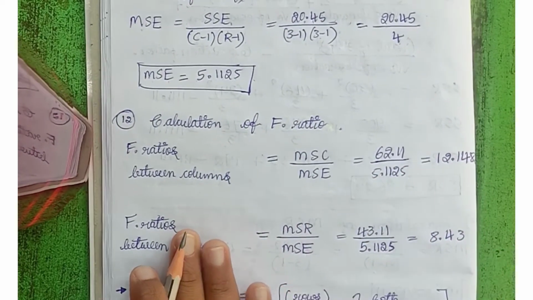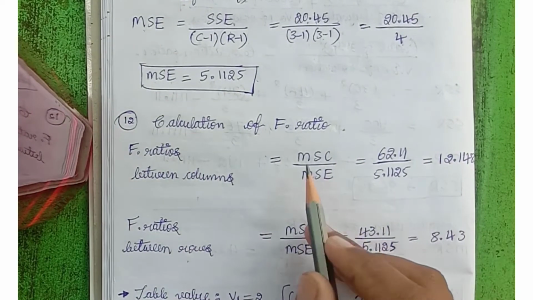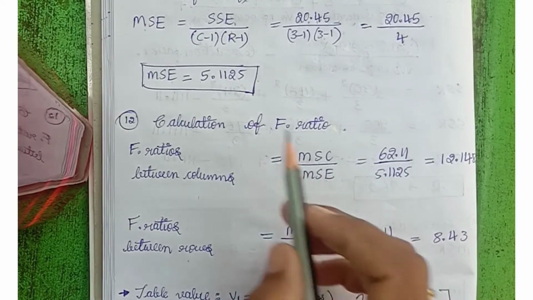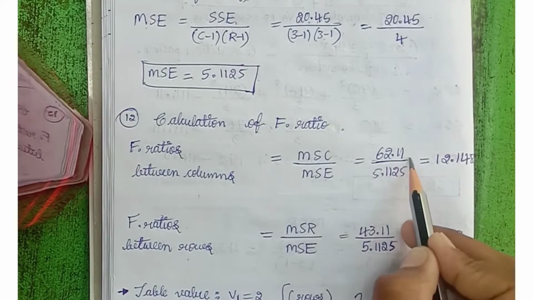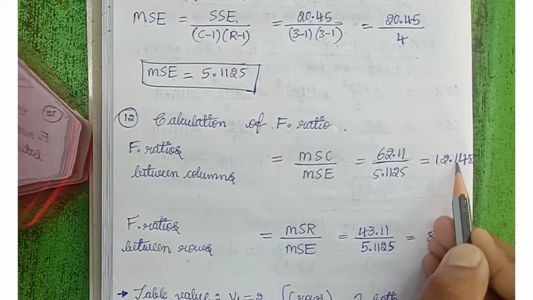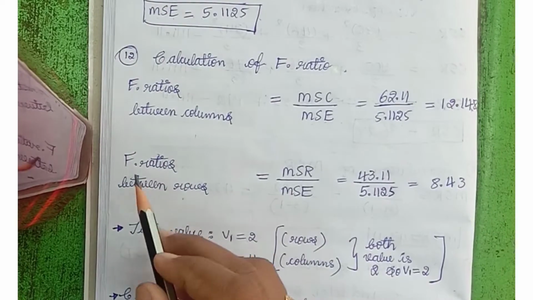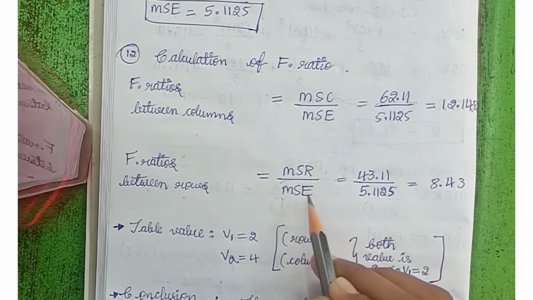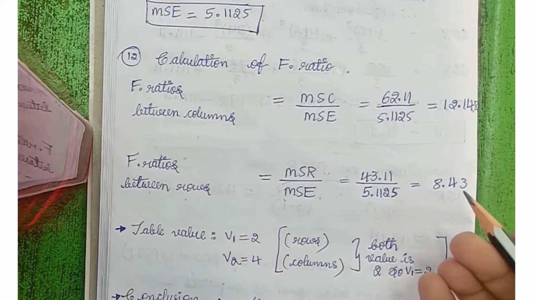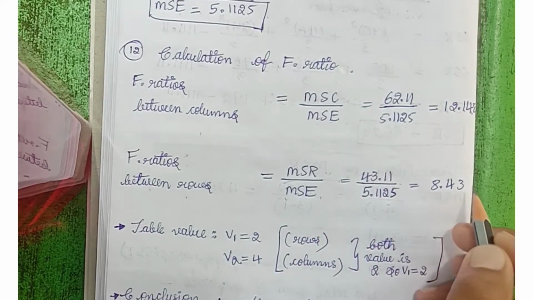So the last step, the 12th step, is to calculate the F ratio between columns and between rows. The mean squares of the columns divided by the MSE, the value we have calculated. We will get the F ratio as 12.181486. Next, the F ratio between the rows is MSR divided by MSE. The MSR value is 43.11, the value we calculated, divided by MSE, which equals 8.43.